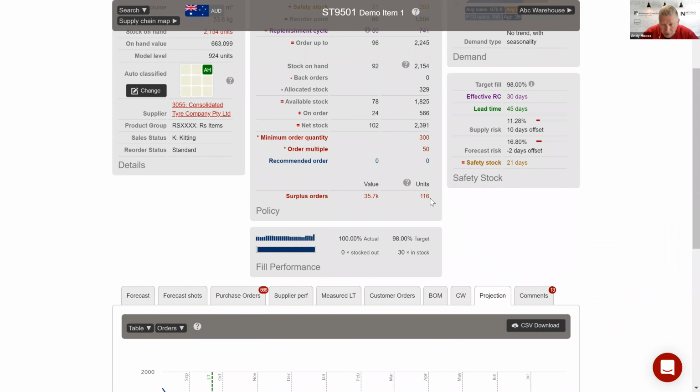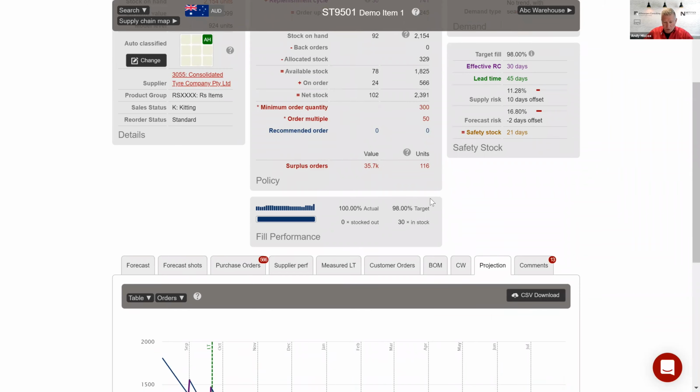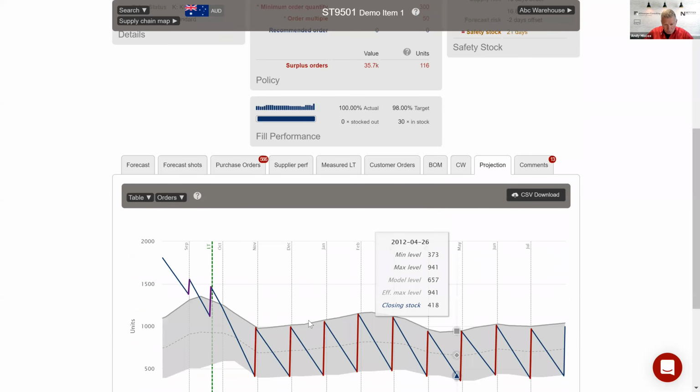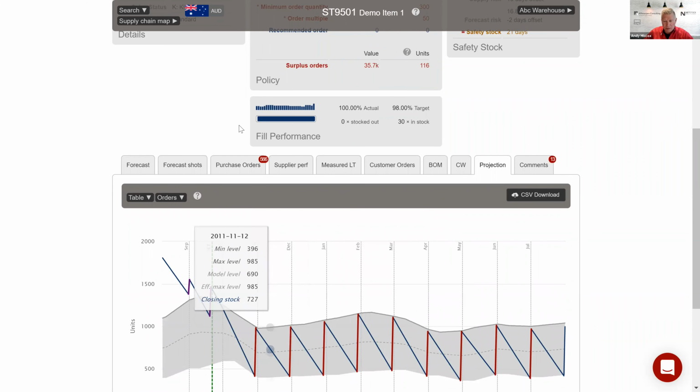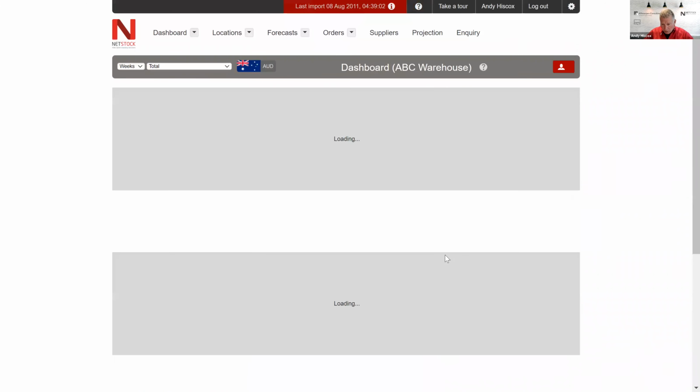So every item now, once we've set our inventory policy, which I haven't shown you, but based on the risk, we'll create these ideal profiles for us. So let's quickly have a look at that other one we looked at down here on our dashboard.